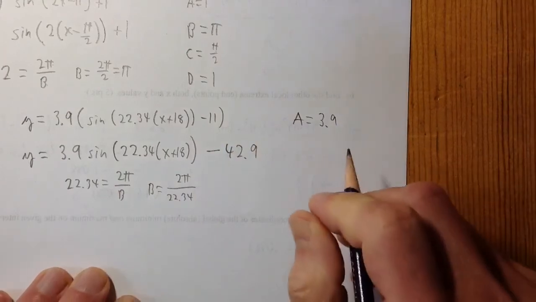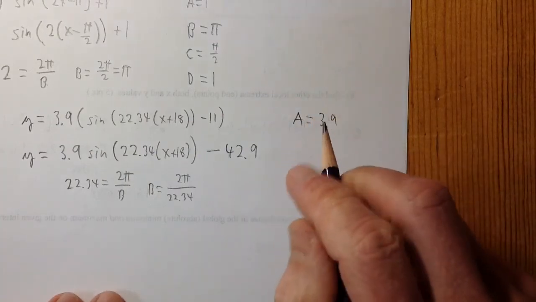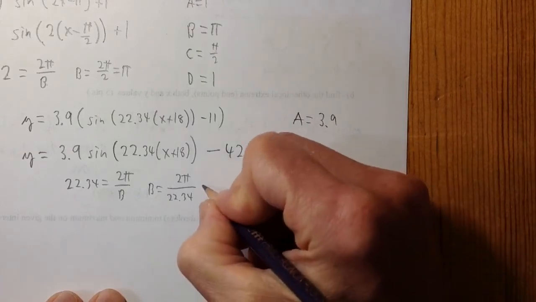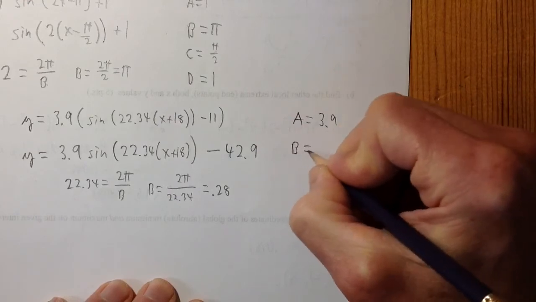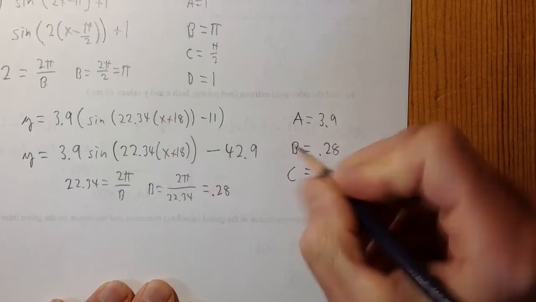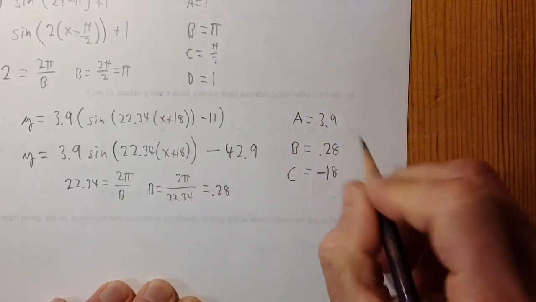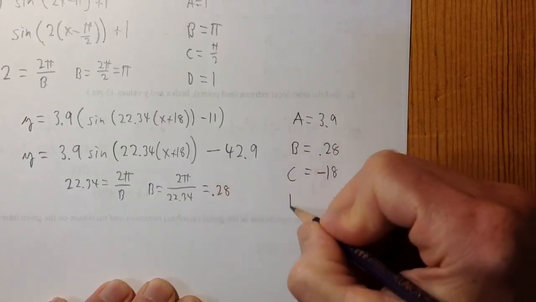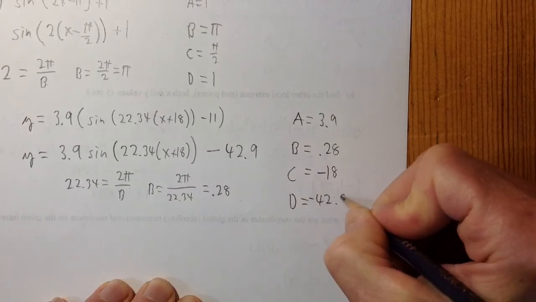Okay, that's ugly. I'm not going to even try to keep that as a pi. Let's just decimalize it. 2 times pi divided by 22.34. I get about 0.281. Let's say 0.28. So the period is 0.28. The phase shift, C, since this is positive 18, it's going to be negative 18. It's always the opposite. And then our mean is just this number at the end, negative 42.9.